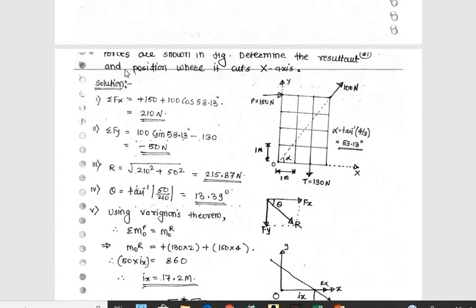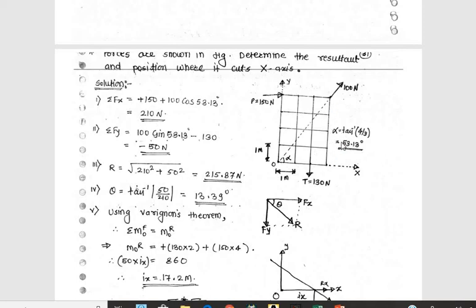Now next numerical. Forces are shown in figure. Determine the resultant and the position where it cuts the x-axis. Okay, these are the forces given, 1, 2, 3. This is horizontal, no need to resolve. This is vertical, no need to resolve. But this is an inclined force, we have to resolve. To calculate this alpha, it is 1, 2, 3, 4. This is 1, 2, 3, 4.